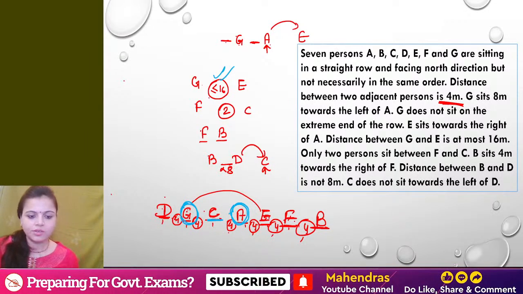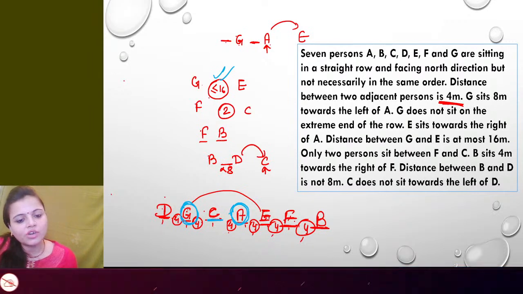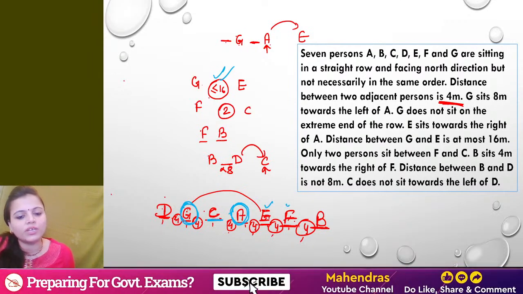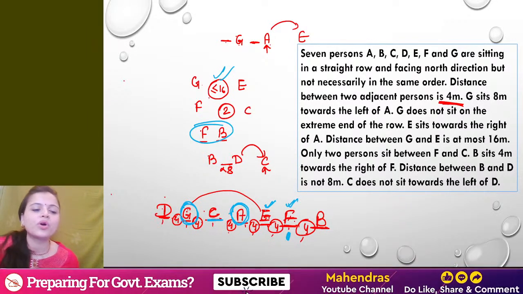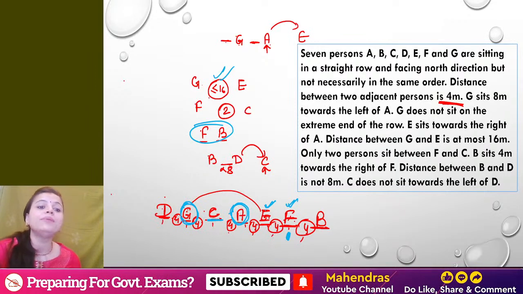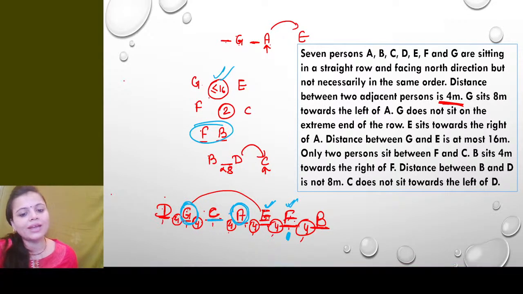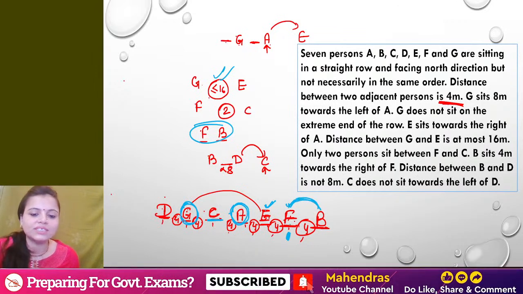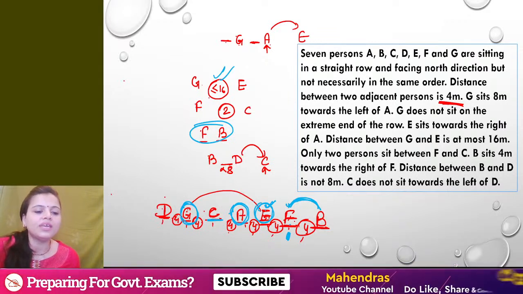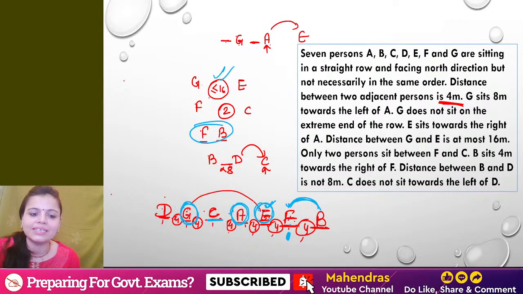maximum is 16. But E is right of A, so now we are getting only two places for E. But if you put E in this place, then you will not get any place for F and B, because F and B are immediate neighbors. So B is right of F, so these two places are reserved for F and B, and this place is for E. Now we are left with only two places, that is G and C.